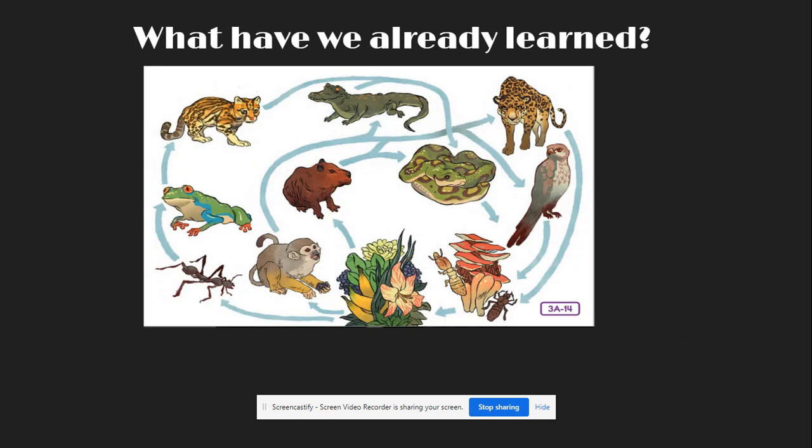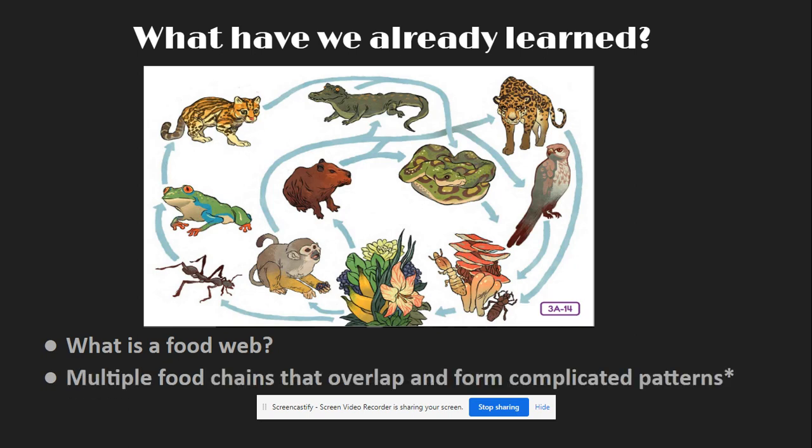First, let's revisit what we learned last time. This picture should give you a clue. What is a food web? You said that it is multiple food chains that overlap and form complicated patterns, then you were correct.